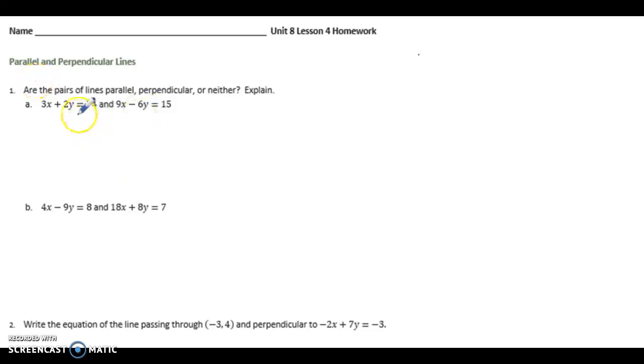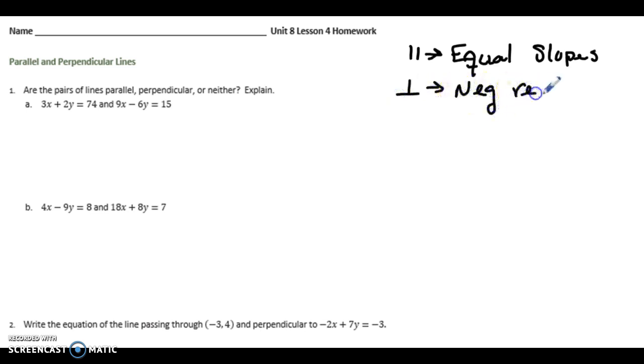All right, we're on Unit 8, Lesson 4. We're going to take a look first at question number 1. Question number 1 says, are the pairs of lines parallel, perpendicular, or neither? Well, we know that lines that are parallel have slopes that are congruent, so they have equal slopes. And we know that lines that are perpendicular have negative reciprocal slopes.